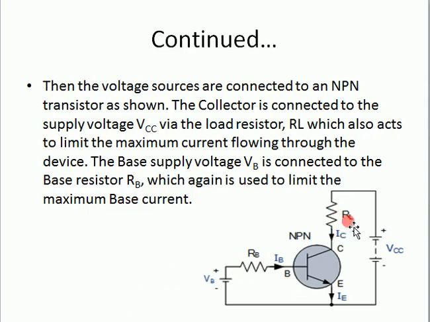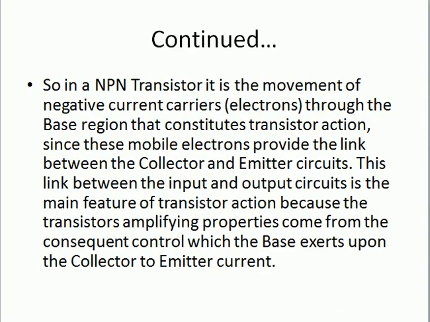So this is the configuration of a common emitter amplifier. In the last one we have seen the common base configuration, and here we are seeing the common emitter configuration. So in an NPN transistor, it is the movement of negative current carriers, electrons, through the base region that constitutes the transistor action.